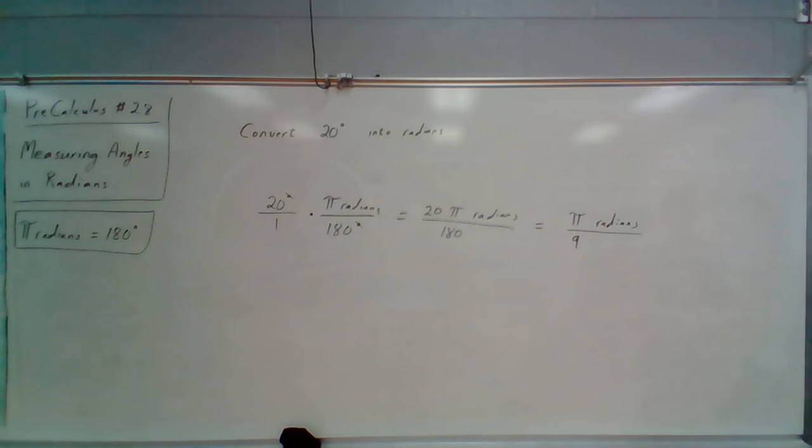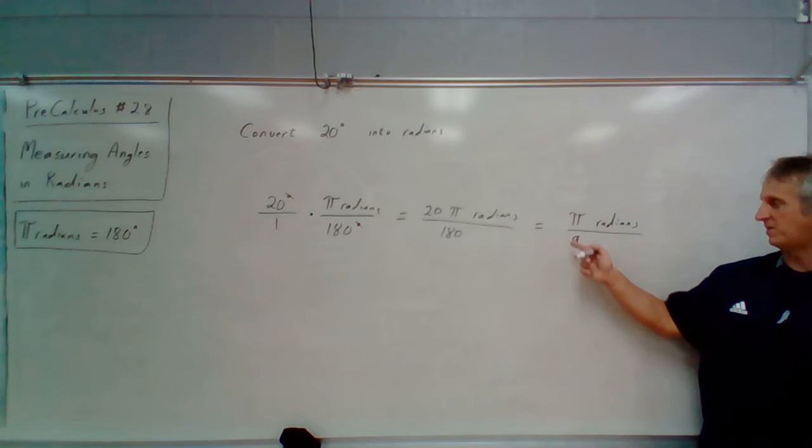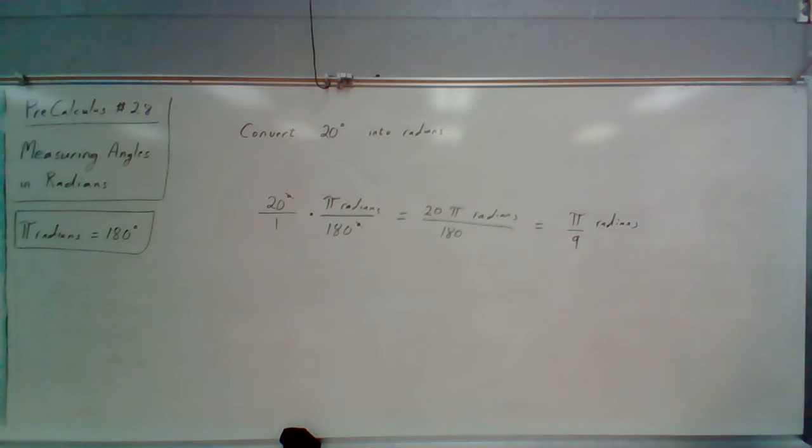All right, 20 divided by 180, that's 2 over 18, or 1 over 9. So that'll reduce to pi over 9 radians. And let's write it like that. That would be the same thing. So 20 degrees is equal to pi over 9 radians.